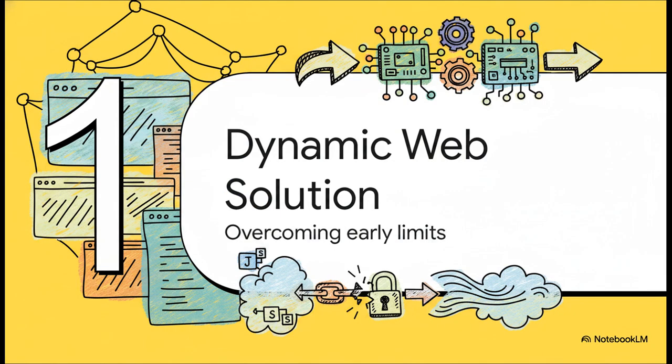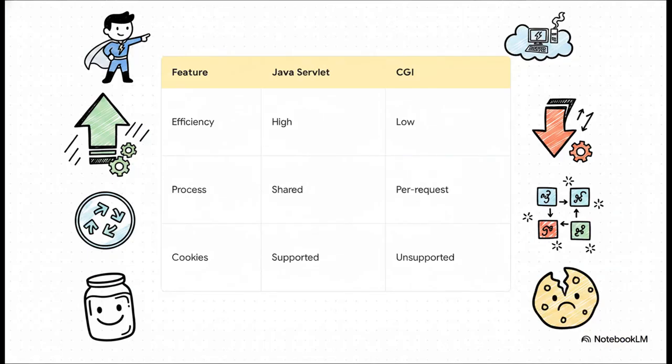Section 1. The dynamic web solution, overcoming the limitations of early web tech. Now, what's really interesting about this slide is how things used to be handled. Before servlets, developers relied heavily on CGI, or Common Gateway Interface. But CGI was a total resource nightmare. It literally created a brand new process for every single request. That meant huge resource consumption, super expensive overhead, and broken states. Like, it couldn't even natively handle cookies.